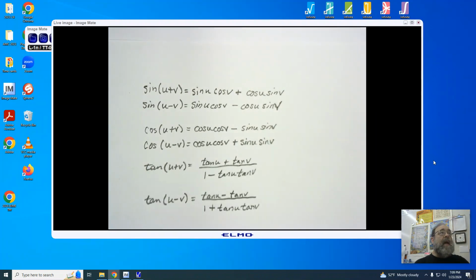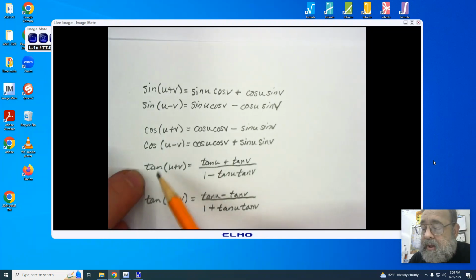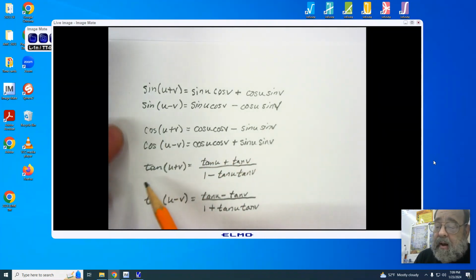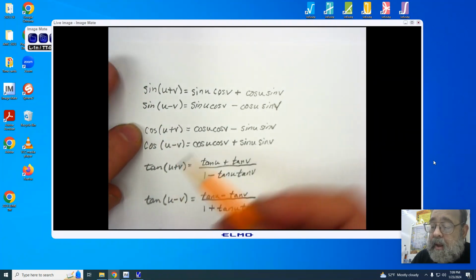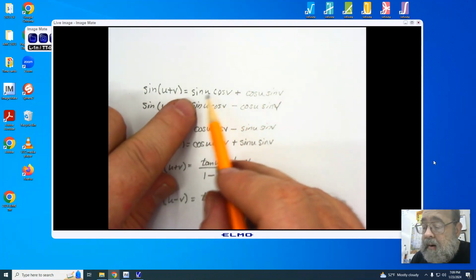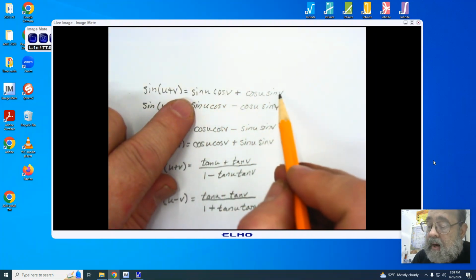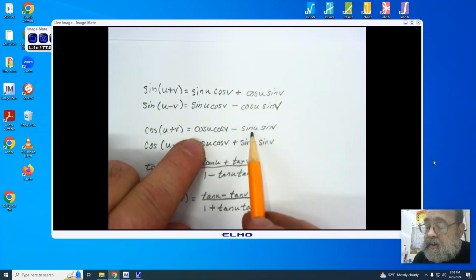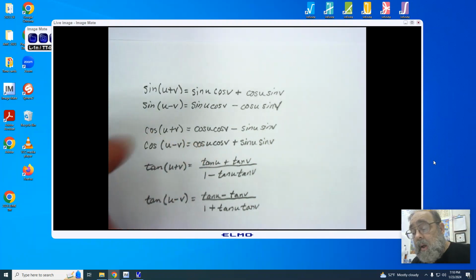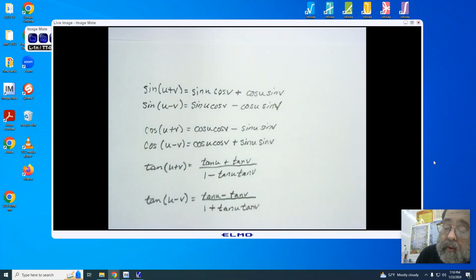Now be aware we can always work with the tangent as the sine of u plus v divided by cosine of u plus v. This would then give us sine u cosine v plus cosine u sine v, divided by cosine u cosine v minus sine u sine v. Now, keep in mind that if you want to work with tangent, you can. If you want to work with the ratio sine over cosine, that's also an option. I didn't mention that today in class, but I do want to mention it now.